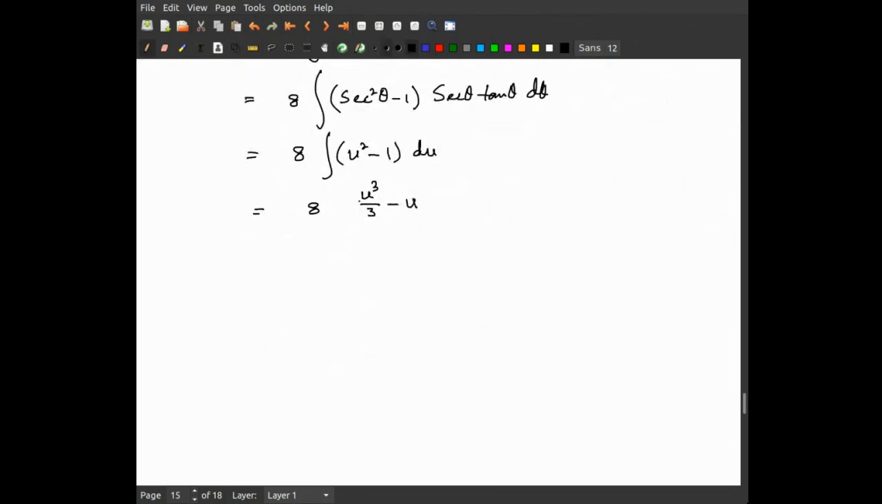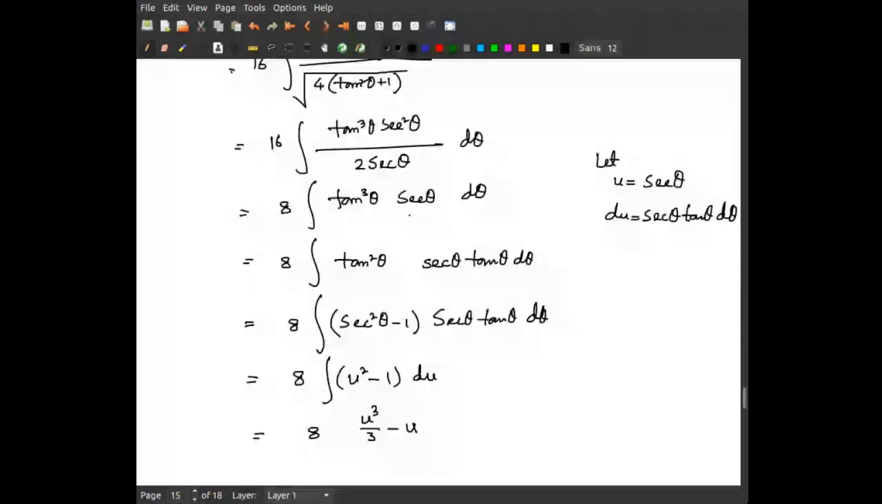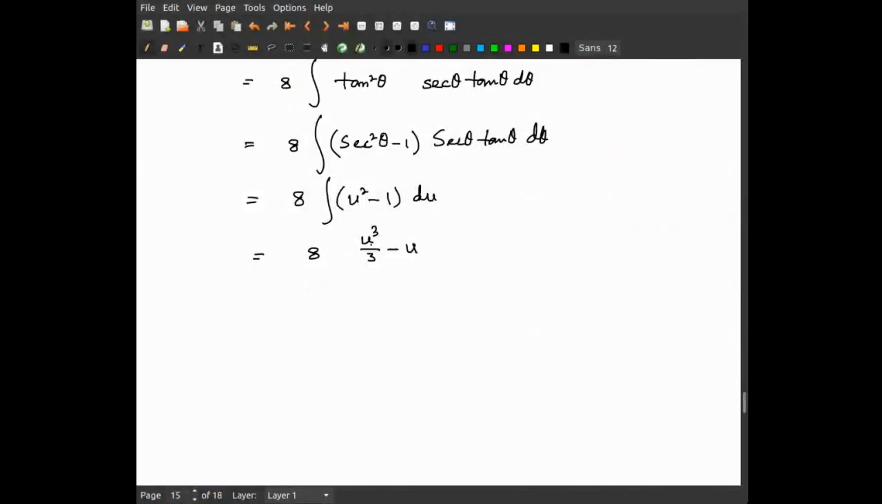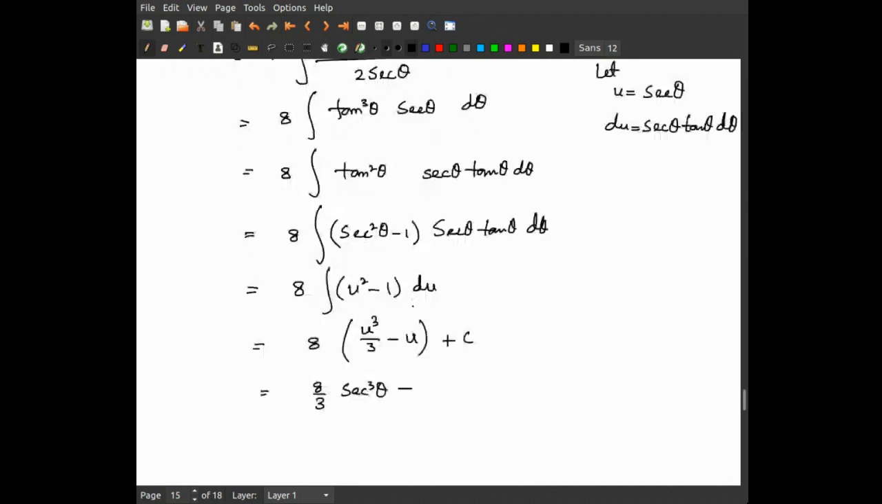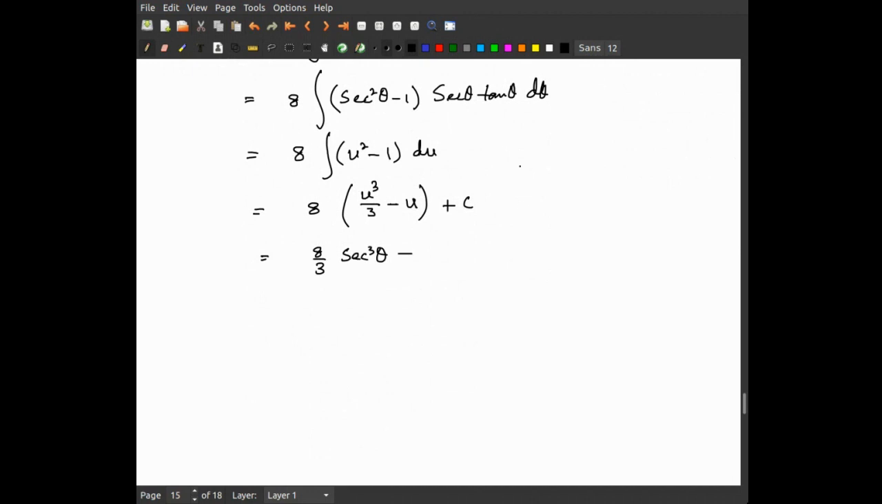And what do you do? In this case, this is a definite or indefinite integral? Indefinite. So when we are done, we have to add c. Now what do you have? I have 8 over 3 u cube, and that u has to be replaced by secant, so that would be secant cube theta minus 8u, so that would be 8 secant theta plus c.